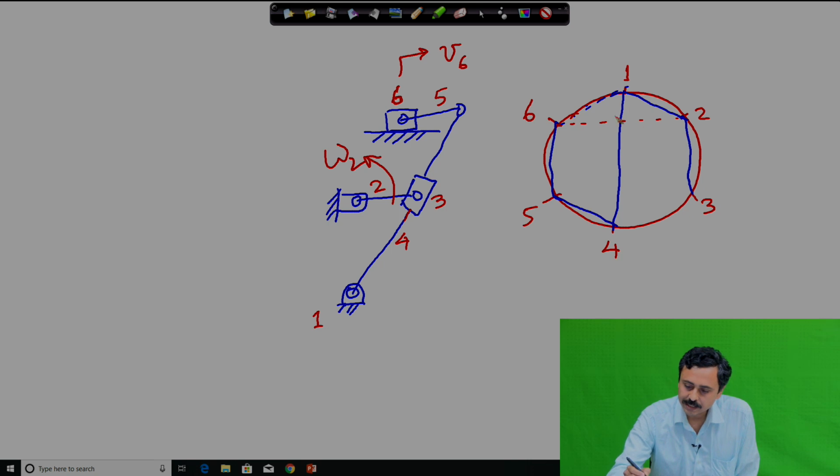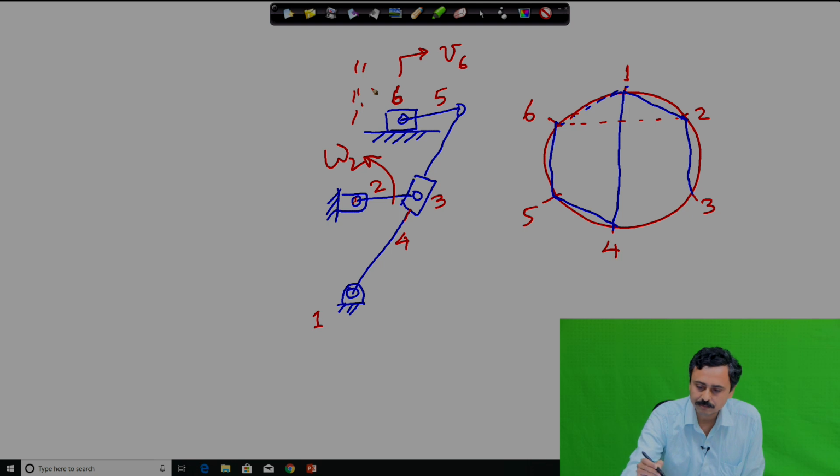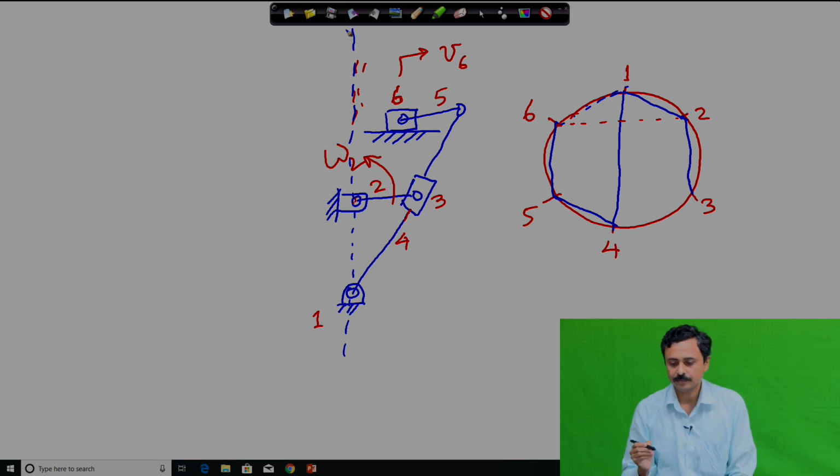Now, for 2 6, you see it lies on 1 2 and 1 6. 1 2 is this and 1 6 is at infinity. Therefore, it must lie on, let me use a different color, this line. Oh, by the way, I also know 3 4, which is also at infinity.